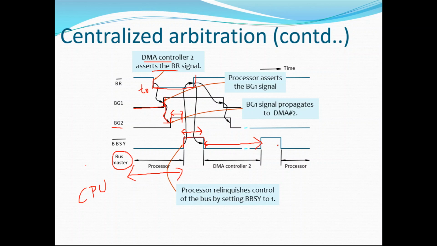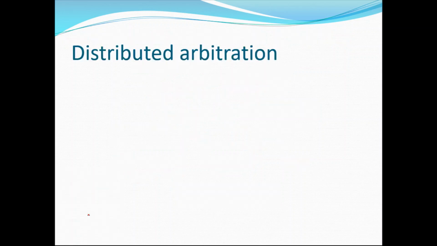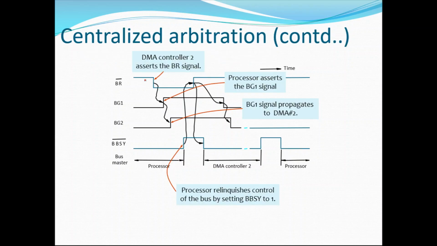Even though the processor is using the bus, you can see the bus signal is 0, it is active low, but still it is given to DMA because DMA has a higher priority than the processor. If DMA is asking, then even if the bus is with the processor, it should be given immediately. This is how the concept of bus arbitration, centralized arbitration, works.